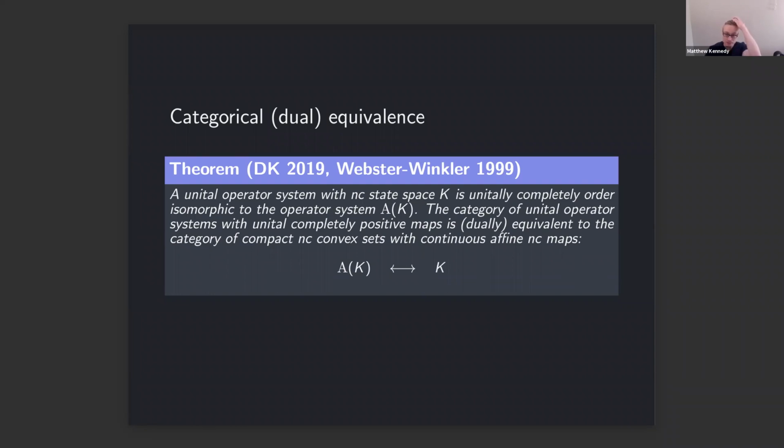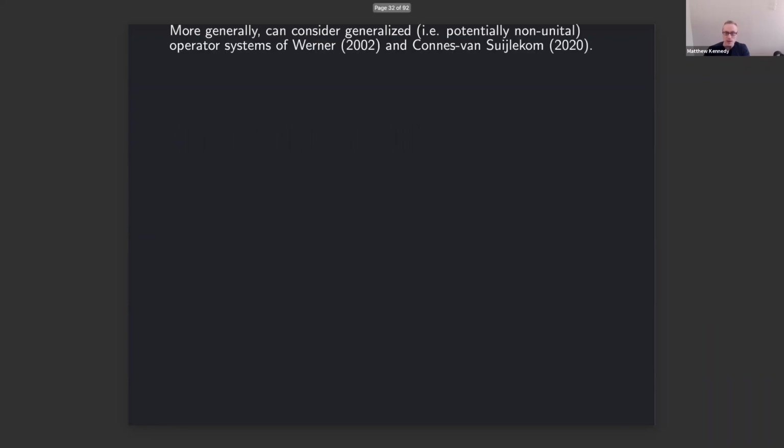So specifically, a unital operator system with NC state space K is unitally completely order isomorphic to the operator system of continuous affine NC functions on K. And this gives us a dual equivalence of categories. Every operator system of the form A of K corresponds to its NC state space K under this dual equivalence. Okay. So this is in the unital setting.